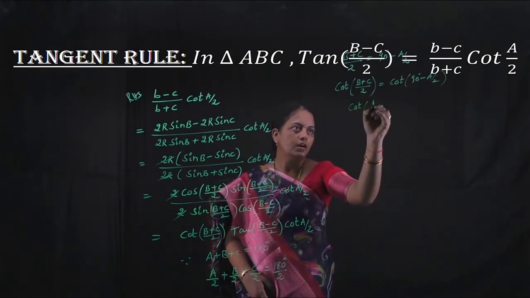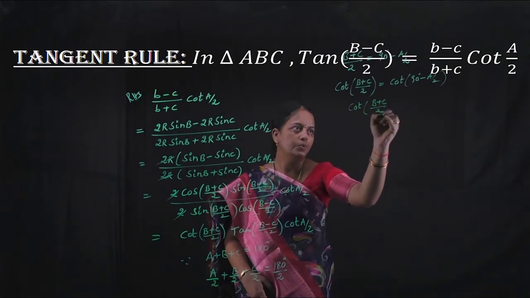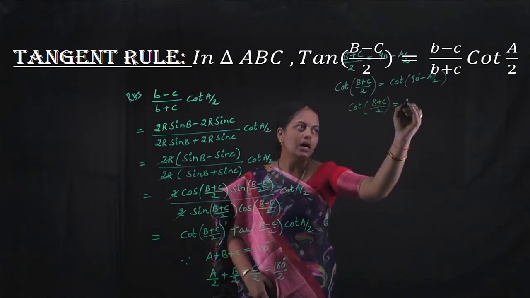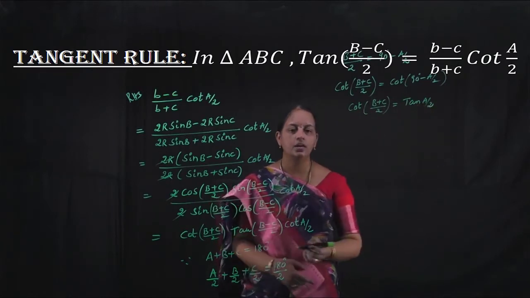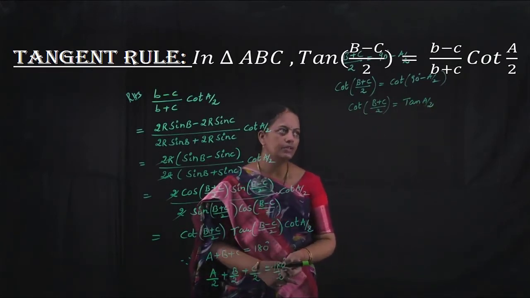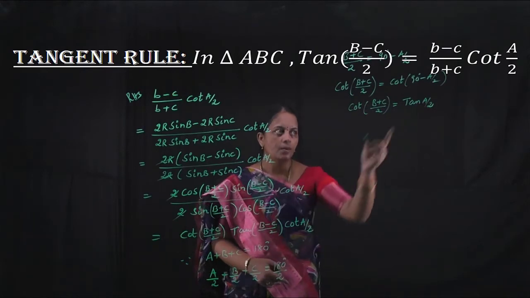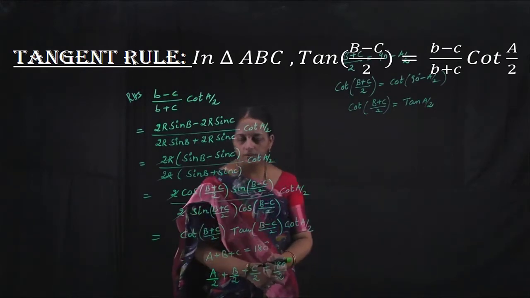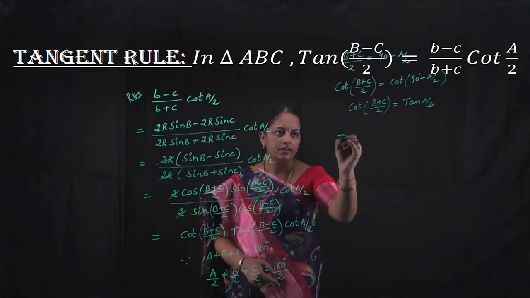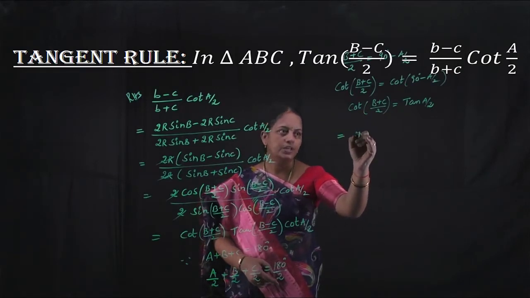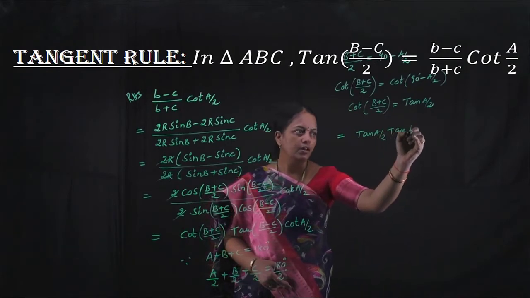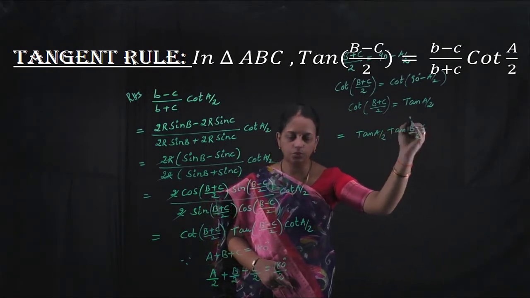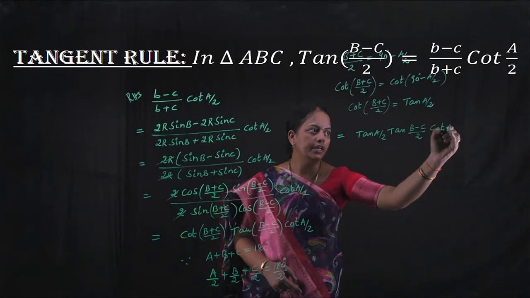Therefore, cot of (B+C)/2 is equal to cot(90° − θ), which means tan θ. Similarly, cot(90° − A/2) is equal to tan A/2. By substituting this in the above proof, we get cot of (B+C)/2, which means tan A/2, into tan of (B−C)/2 into cot A/2.